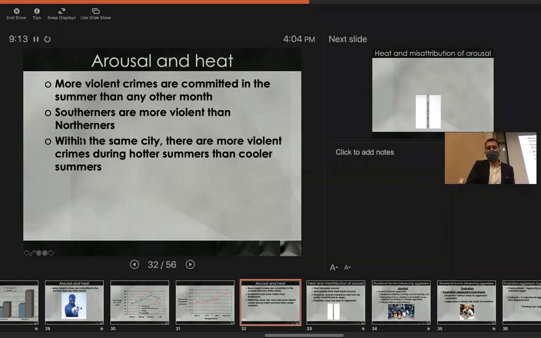And then if you look within the same city, summers that are hotter within the same city tend to have higher crime for that year than when they have cooler summers. So hotter summers are associated with more crime than cooler summers. And obviously we can run experiments on this as well. There have been studies where participants have been randomly assigned to be in either a hot room or a cool room and are provoked by someone. And then you can measure some sort of aggressive response.